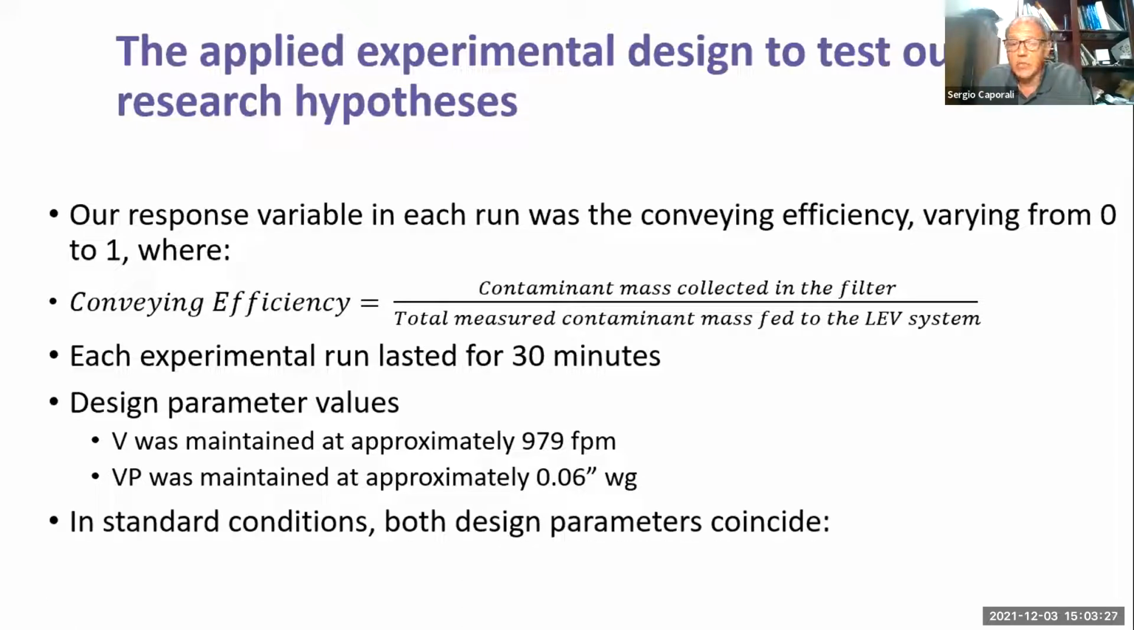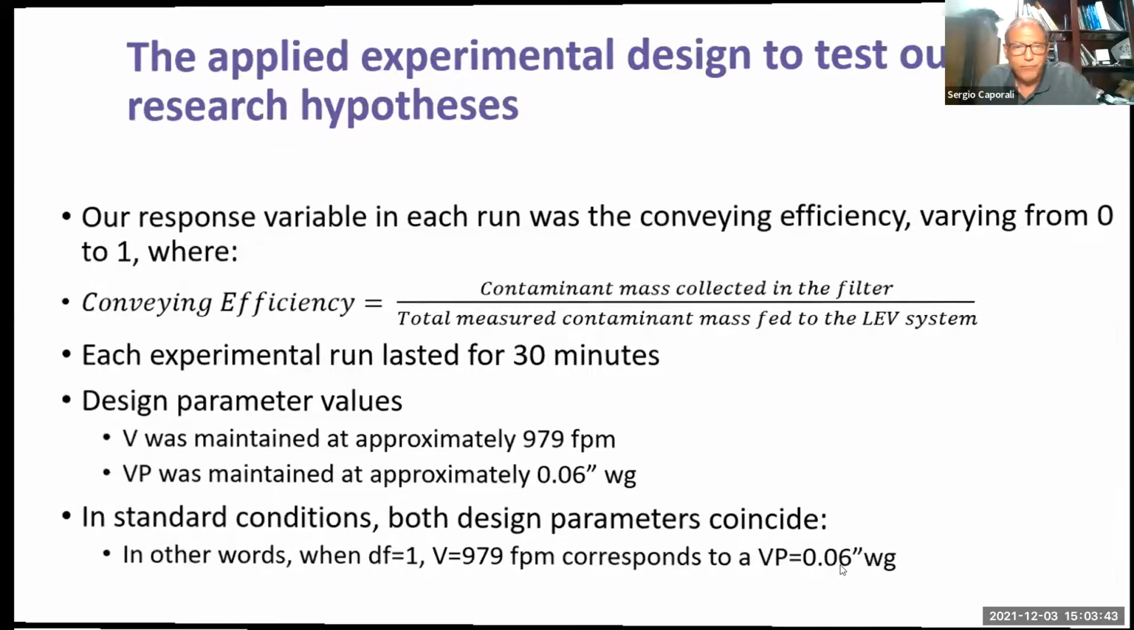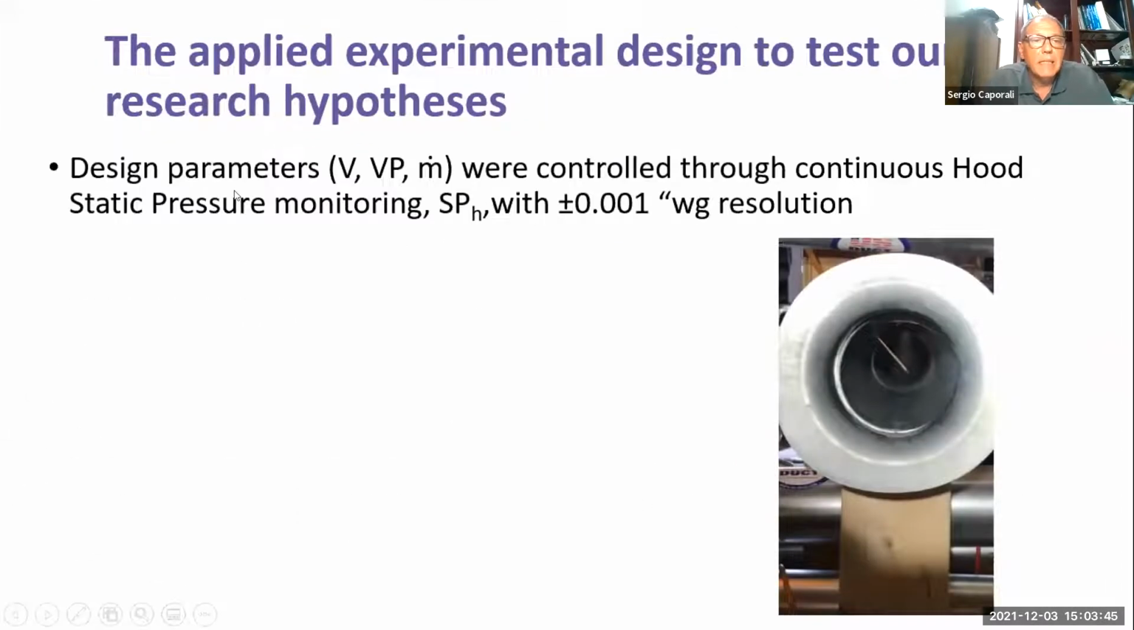In standard conditions, both design parameters coincide. In other words, when the density factor is equal to 1, a velocity of 979 feet a minute corresponds to a velocity pressure of 0.06 inches water gauge. The design parameters were controlled through continuous hood static pressure monitoring. Here you see a picture of the hood and the static pressure probe, measuring the static pressure of air getting into the hood within a thousandth of an inch of water gauge resolution.